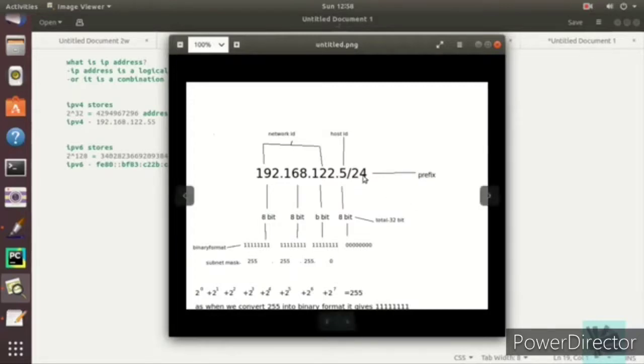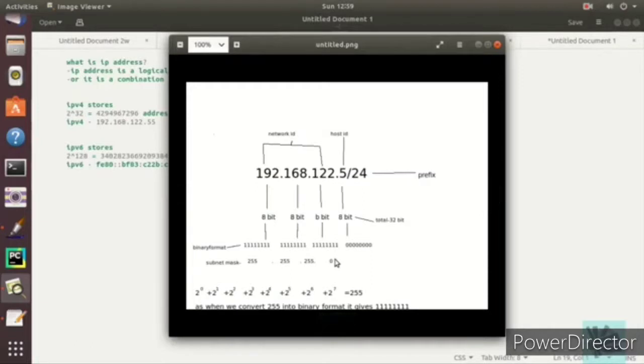As you see, if there is a 24 and all the numbers are of 8 bits and we convert them to ones and zeros, the 8 plus 8 plus 8 remain ones, comprising 24, and the other 8 is 0. So when we convert those ones and zeros into human readable format, it comes to 255.255.255.0, and if the prefix is 16, then it comes to 255.255.0.0. It is simple.